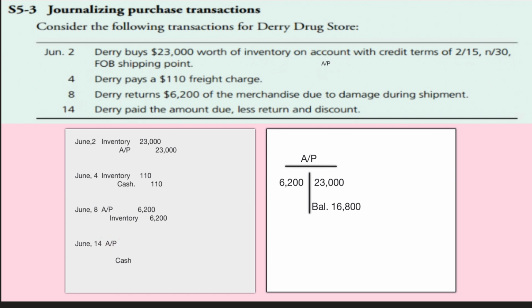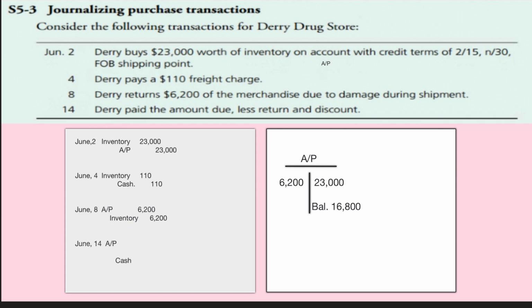Okay, so will I pay all of this or will I get a discount? So let's see. I need to count the days. I purchased the goods on June 2nd. I purchased on June 2nd. When did I pay? I paid on June 14th. So after how many days? 14 minus 2, it's 12 days.